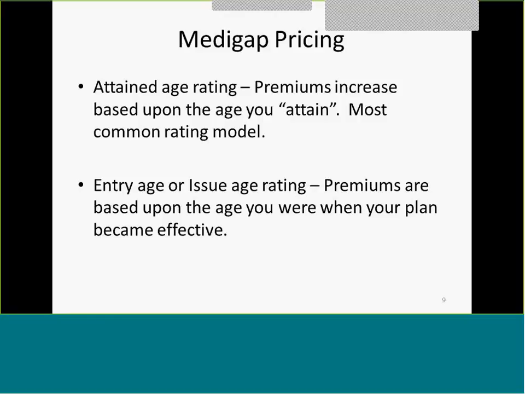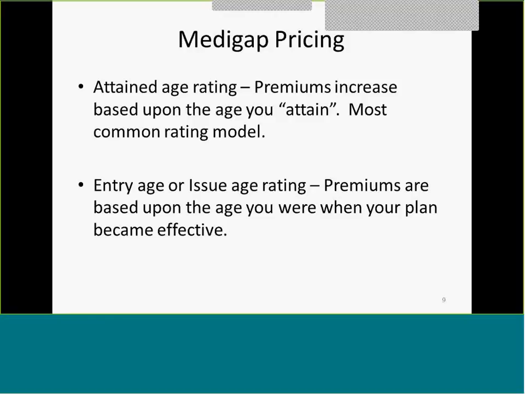Most plans are attained age rating, which means that you pay the premium based upon the age you attain. That would be the Kansas model. In Missouri, we have entry age or issue age. And this is important because when I'm 65 and I sign up for a med sup in the state of Missouri, the premiums at 65 are a lot higher than they are on the Kansas side. And that's because that client will always be charged the 65-year-old premium even when they're 75 by that carrier.